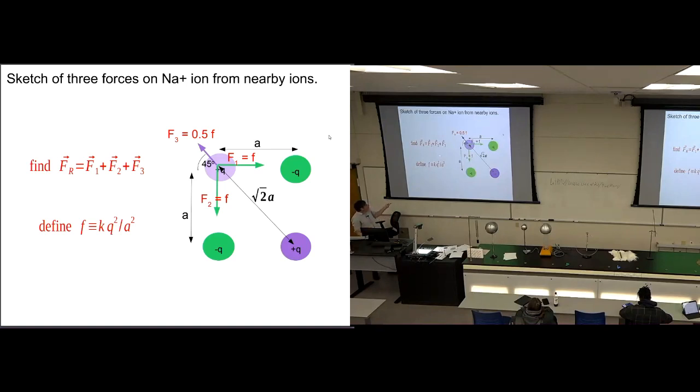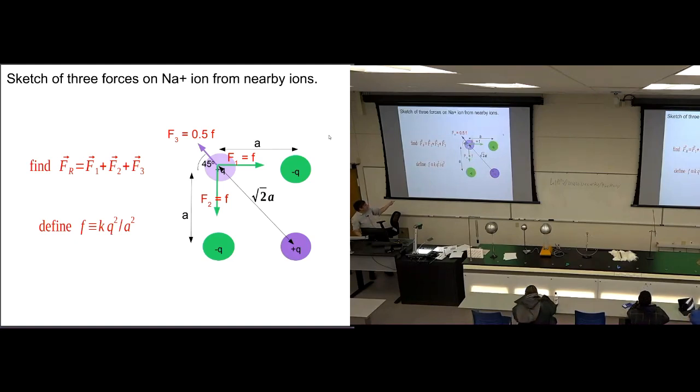To help me in solving this problem, I defined a helping quantity. It's this lowercase f. Lowercase f is just the size of the force between two charges Q and Q, separated by a distance a, the spacing of our crystal lattice. So little f is just a shorthand, that's all I'm using it for. It's a shorthand for writing kq squared over a squared. I don't want to keep writing kq squared over a squared, so I'm just going to write this lowercase f.